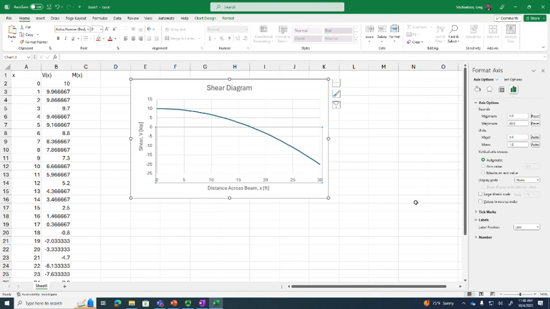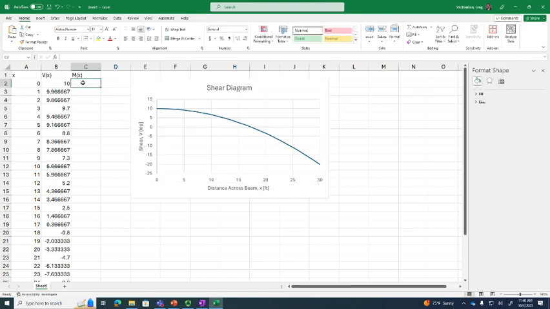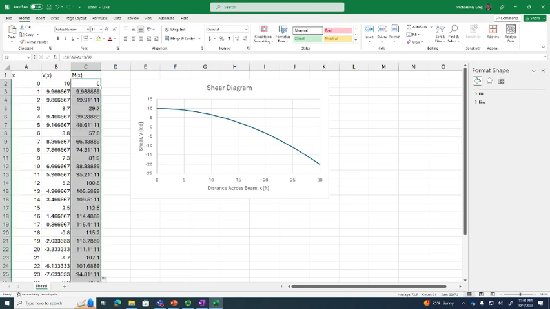Now let's take a look at the moment. Before you do the graph for the moment, don't plot the moment yet, because I'm going to show you something. Let's just do the equation. Here's our moment expression right here. It equals 10 times x minus x cubed over 90. And double click. So does it start at 0 and does it end at 0? Yes. Right?